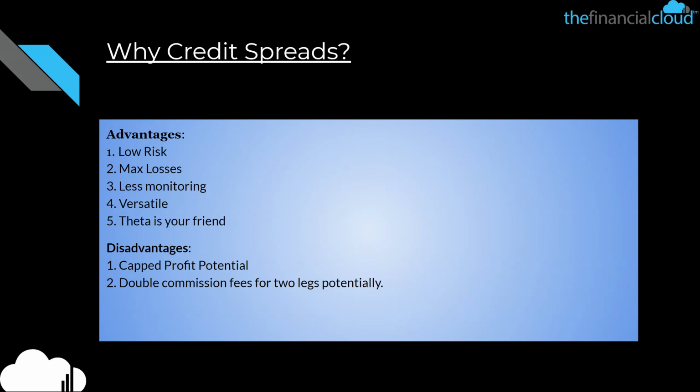There are some disadvantages. The capped profit potential: your profit is exactly what you sell the credit spread for. You cannot make more than that. You do get potentially double commission fees as well because you're doing two options for one play. So if you're on a high commission platform, this may not potentially be for you.